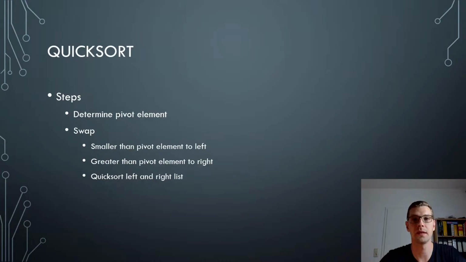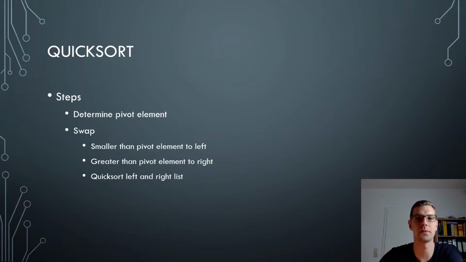And so in the end we have a singleton list if we do that over and over again, and singleton lists are naturally sorted by themselves. And there we also see the worst case, and that is if there is always just one list beside our pivot element and the other list is empty.